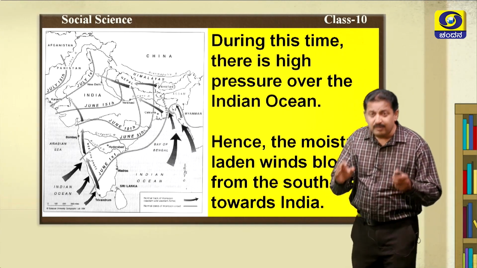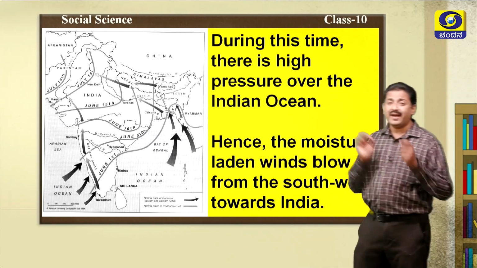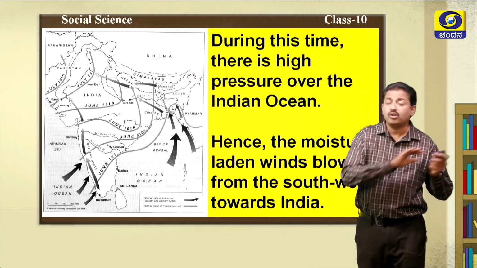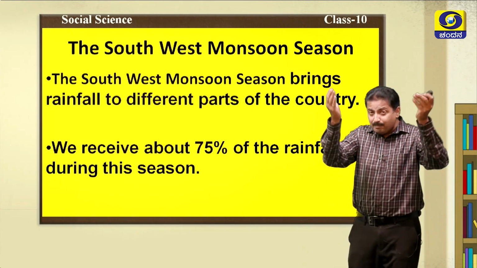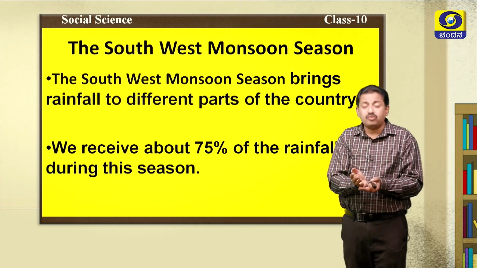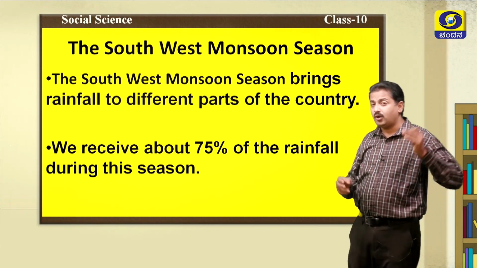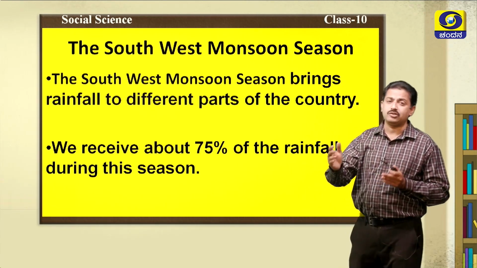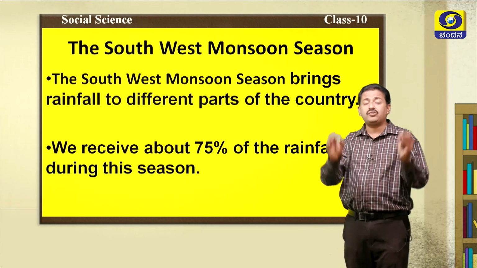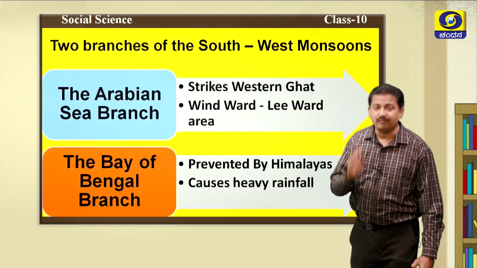During this time, a high pressure area develops over the Bay of Bengal, hence the moisture laden winds blow from the southwest towards India. The triangular shape of peninsular India divides the southwest monsoon into two parts. One is the Arabian Sea branch, the other is the Bay of Bengal branch. These two branches of winds give us nearly 75% of annual rainfall.